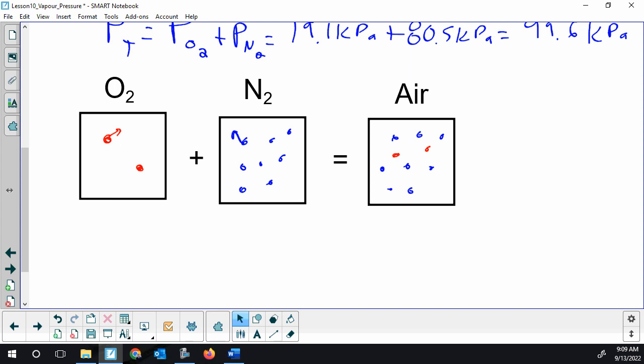These are point sources, and there are gaps in between them. We're ignoring any forces between the gases. They're really independent of each other. And it's only gases that really act like this, independent of each other.